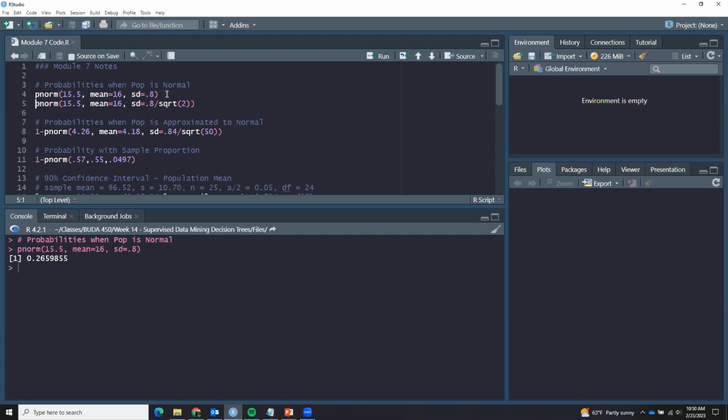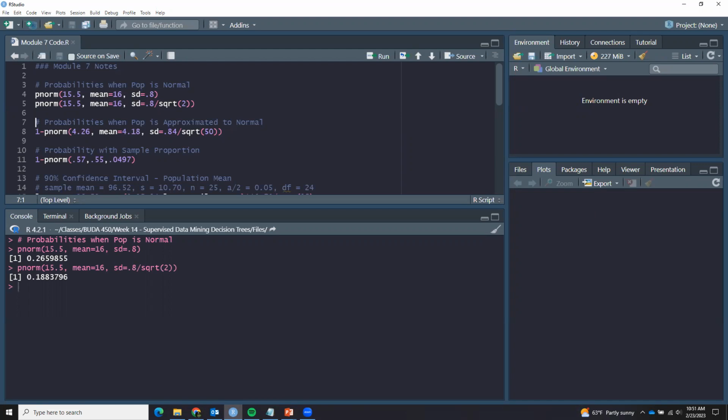And we find that the probability is 0.2659855, which is close to 0.2653. Then when we have a sample of 2 pizzas, when we look at the standard deviation, we add the square root term. Here we take the square root of 2 because our sample size is 2. And we can run this line of code in the same way. And we find that the probability is 0.1883796, which is pretty darn close to 0.1894.